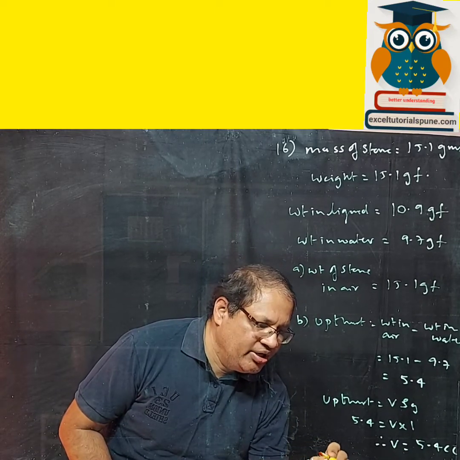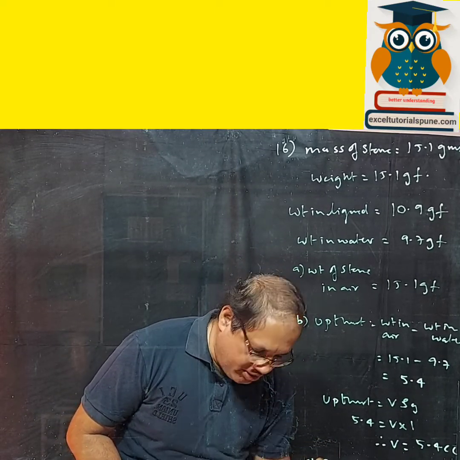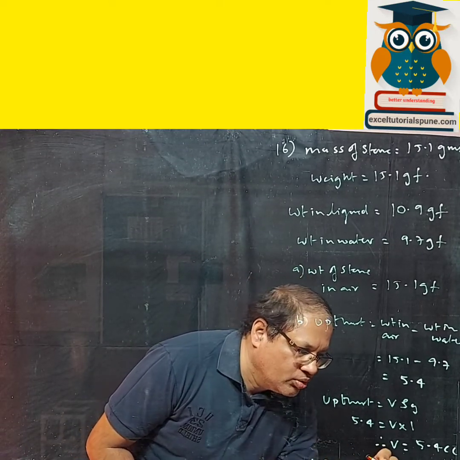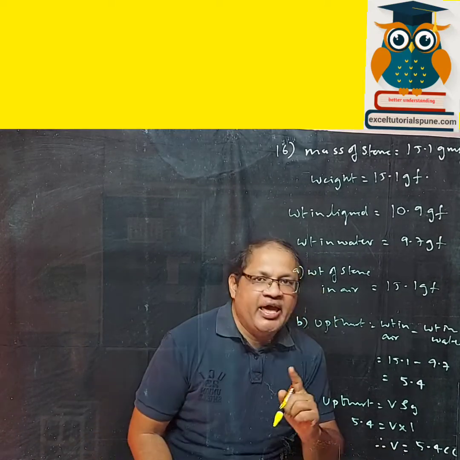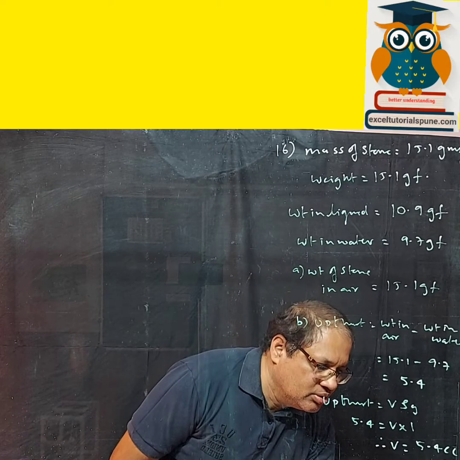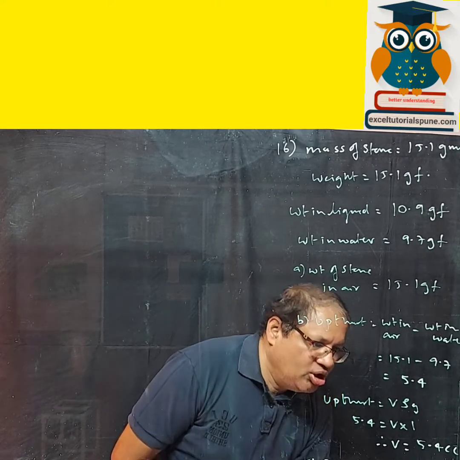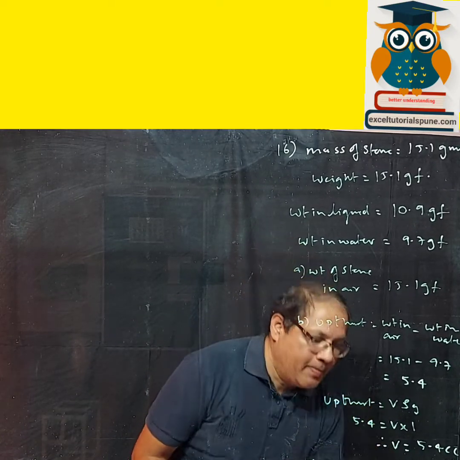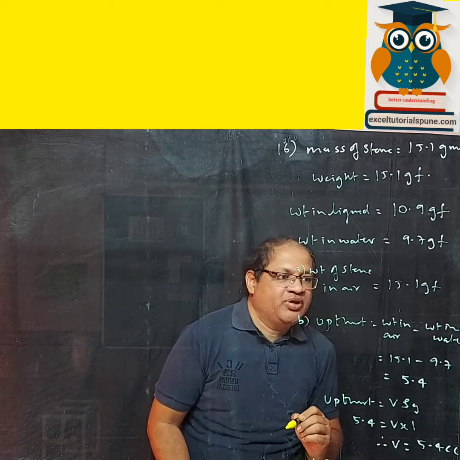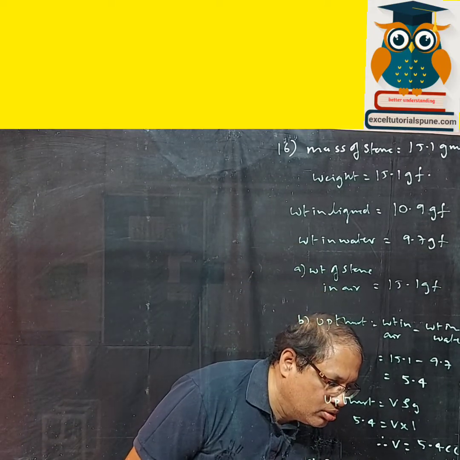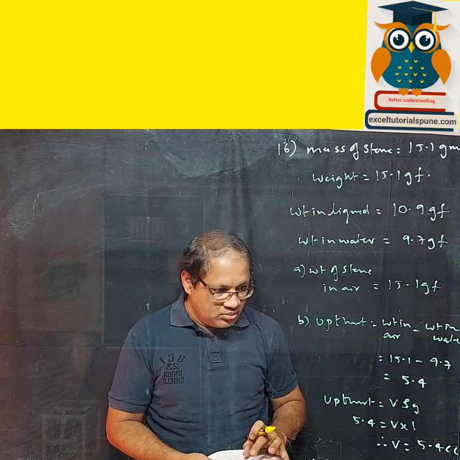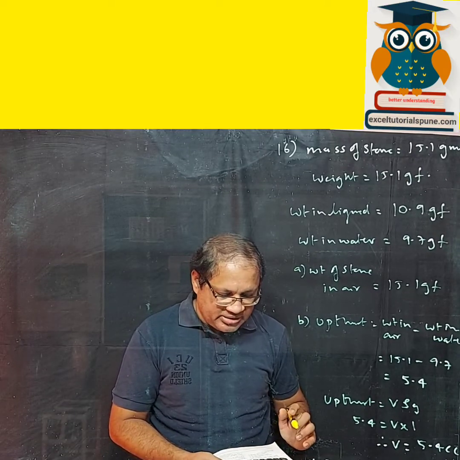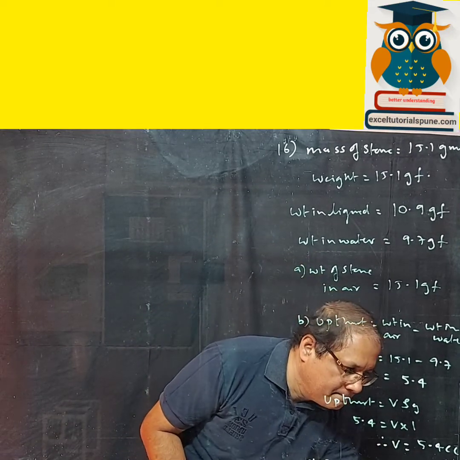Then C part, relative density of solid in water, relative density of stone, weight in air upon weight in air minus weight in water, that is the upthrust, is equal to weight in air. How much have they given? Weight of the stone in air 15.1 upon upthrust 5.4. So it's coming 2.79, that is 2.8.